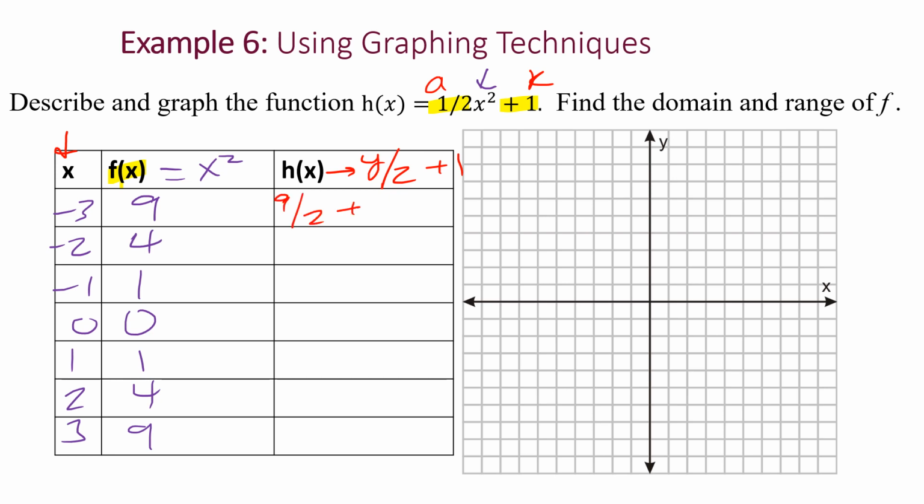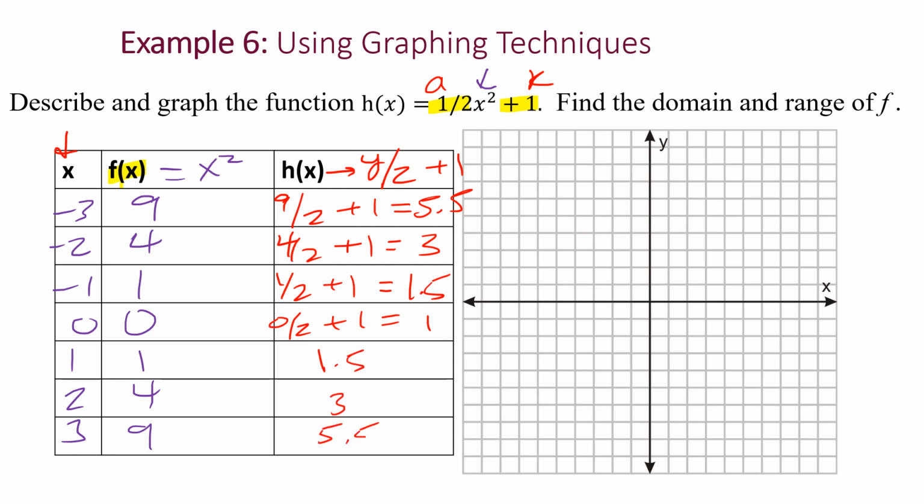So here we go. 9 divided by 2 plus 1 is what? 5.5. 4 divided by 2 plus 1 is? 1 divided by 2 plus 1 is? 1.5. 0 divided by 2 plus 1 is? 1. And then what are the values going to do on the other side? They repeat. So we're at 1.5, 3, and 5.5. Okay, so now we're going to use these x values and our new y values to find our function.